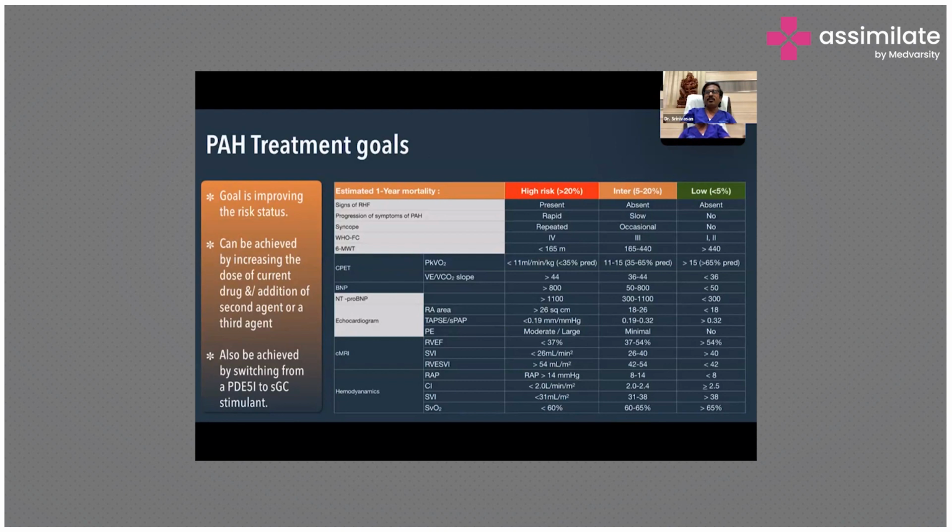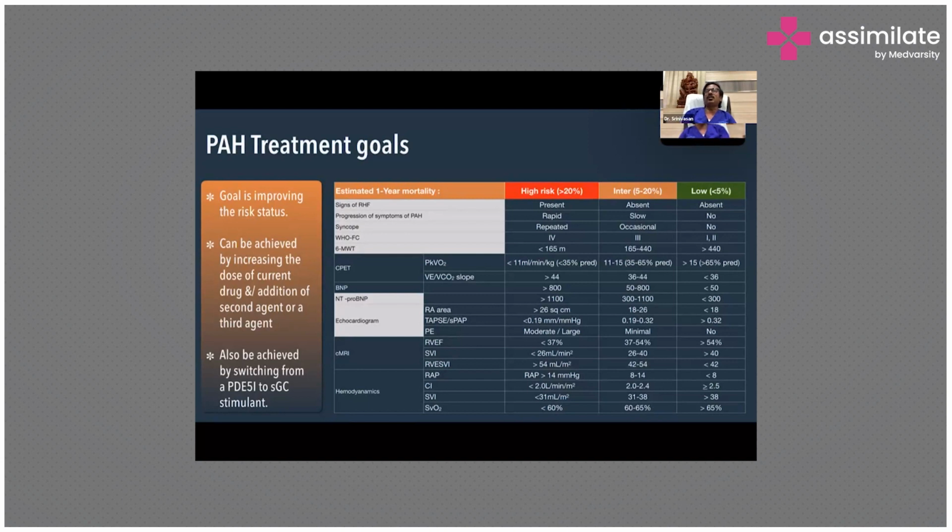So there are a lot of parameters that have been used to categorize these patients into one of these 3 categories. The important ones, which I have highlighted in the white boxes, are easily available, as I said: echocardiogram, proBNP levels. And the other things are all non-invasive, mostly based on subjective information from the patient: signs of right heart failure, progression of symptoms of pulmonary hypertension, presence or absence of syncope, the WHO functional classification, and the 6-minute walk test.